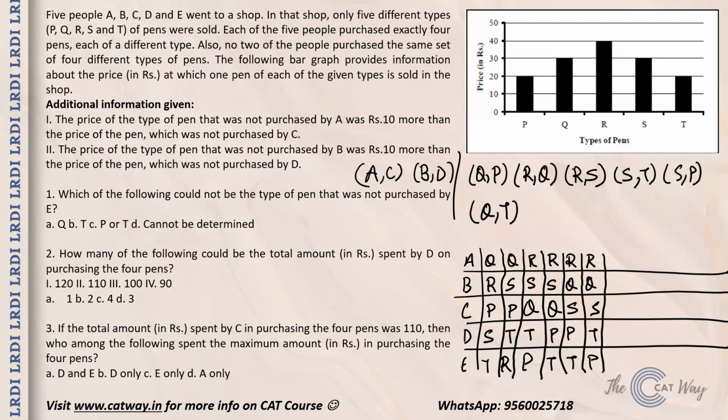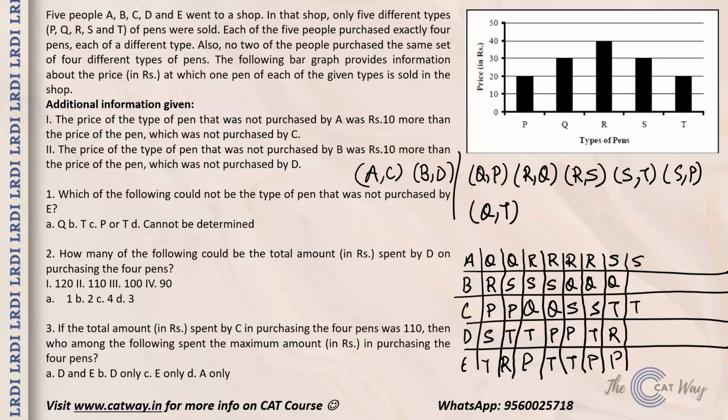All right. Then next we have that A and C do not buy S and T. So if A and C do not buy S and T, Q and P is the possible case for B and D, and in that case, P will be bought by E. Now we have one more case for S and T.